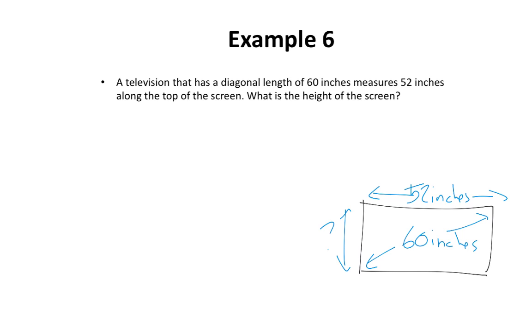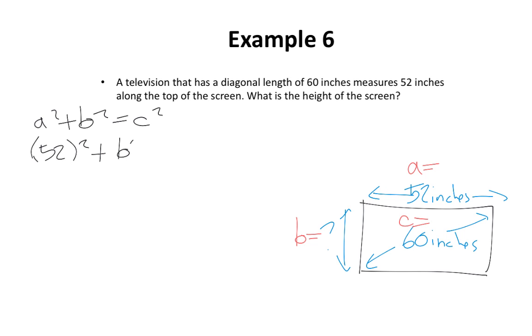Let us label what looks like a right triangle. So 52 inches is one of the legs. The height is going to be also one of the legs. And 60 inches is going to be the hypotenuse. We begin with our Pythagorean theorem. So I have a squared plus b squared is equal to c squared. So I'm going to substitute in my known values. I'm going to put 52 in brackets. I'm just going to leave b squared alone, and c is 60 in brackets.